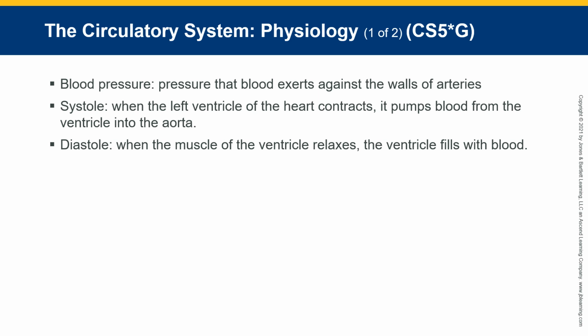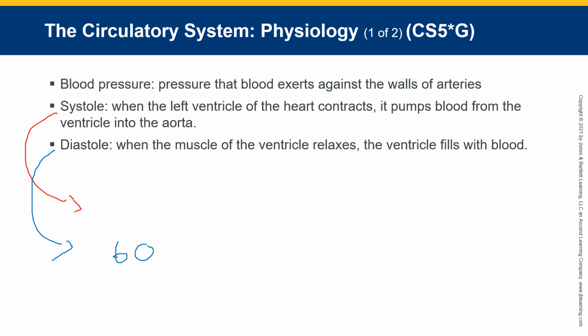Some physiology of the circulatory system. Blood pressure, this is the pressure that the blood exerts over the walls of the artery. You have the systolic and diastolic. The systolic is the top number, and the diastolic is the bottom number. But systolic is when the left ventricle of the heart contracts, and it pumps blood from the ventricle into the aorta.